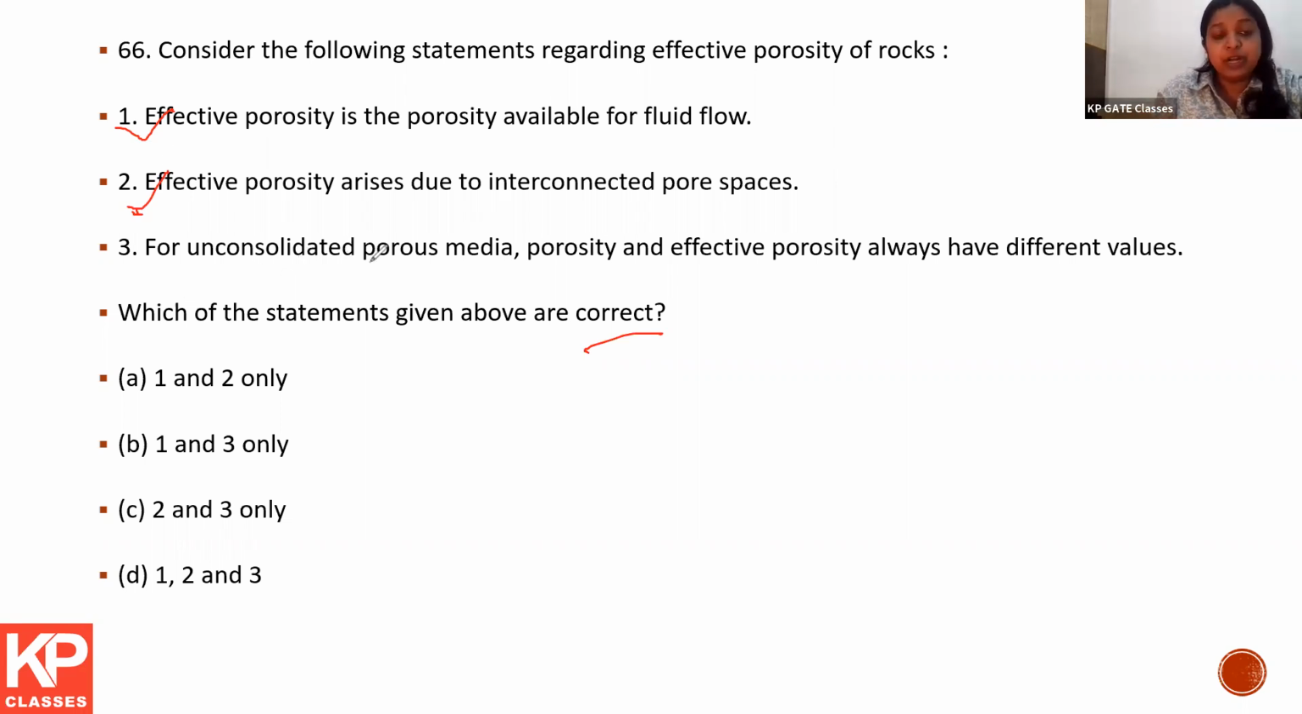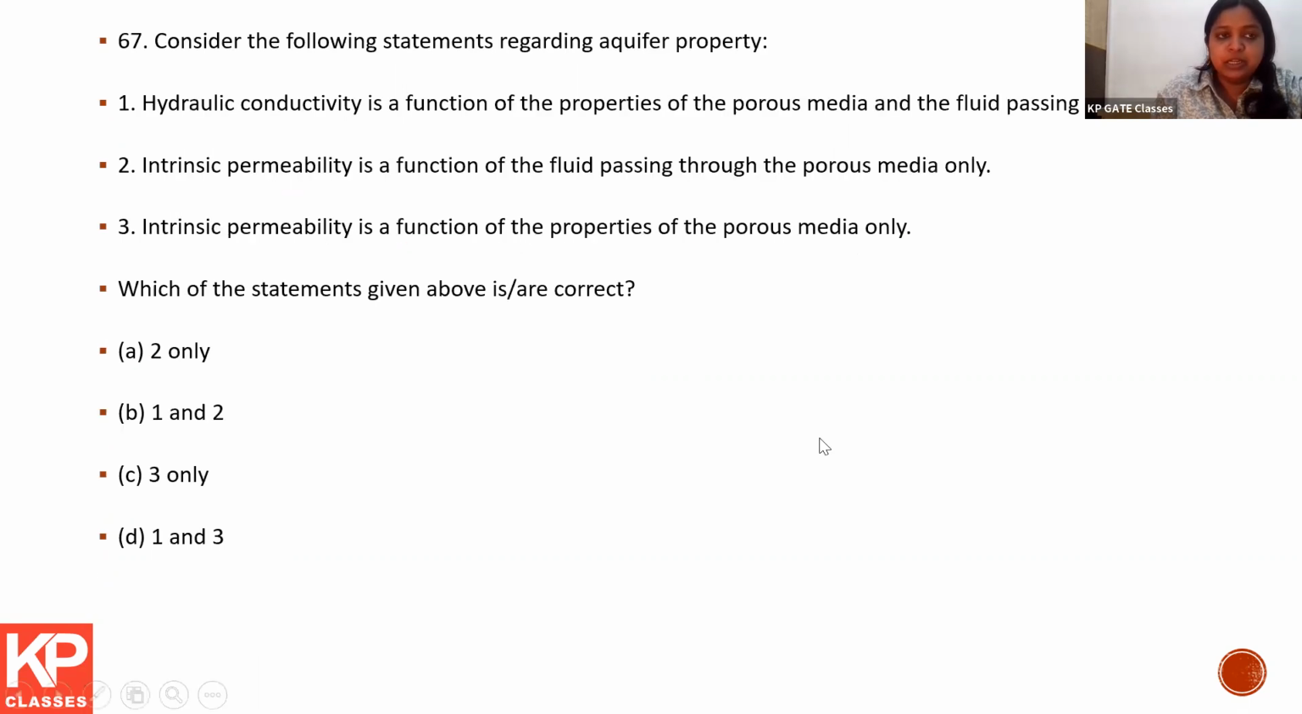Now, for unconsolidated porous media, porosity and effective porosity always have different values. This is actually a wrong statement. If it is unconsolidated, then the porosity value will be almost equal to the effective porosity value. So 1 and 2 will be the correct option. So option A is the correct option.